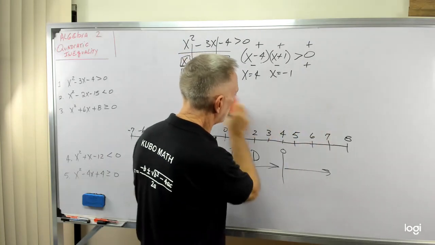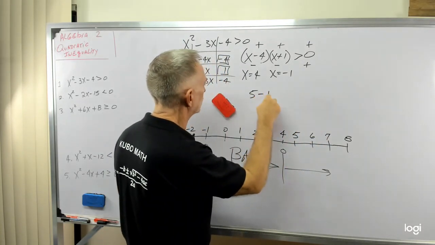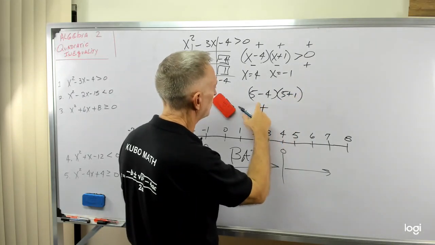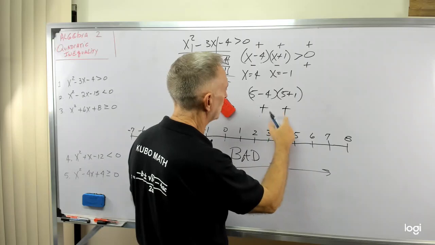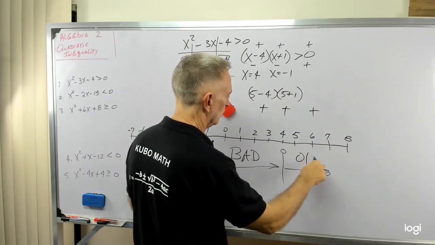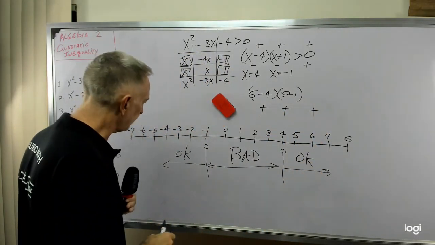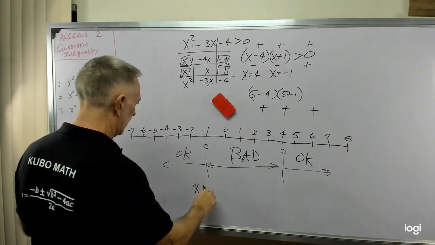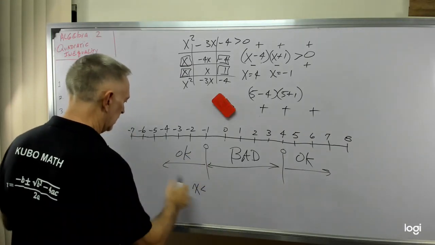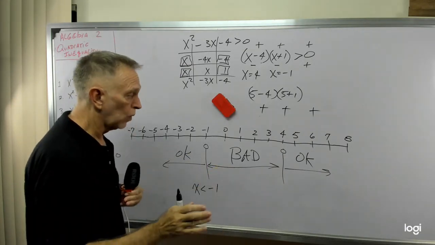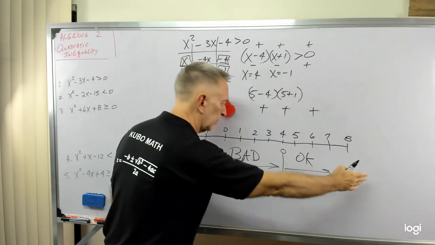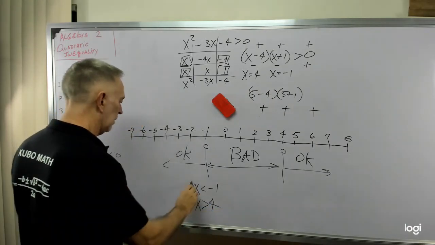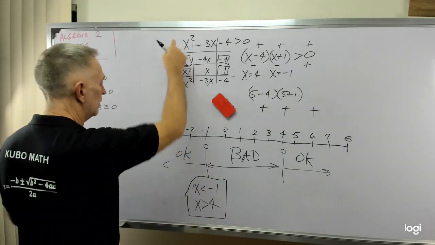What about the number 5? 5 minus 4 times 5 plus 1. Well, that's a positive number. Positive 1, positive 6. Positive times positive is positive. So this is okay also. But what does that mean about x? x can be less than negative 1, or x can be greater than 4. That would be the solution that would solve this problem.